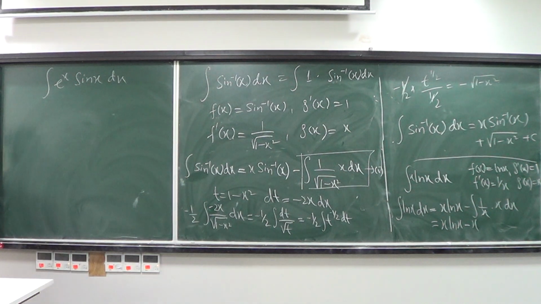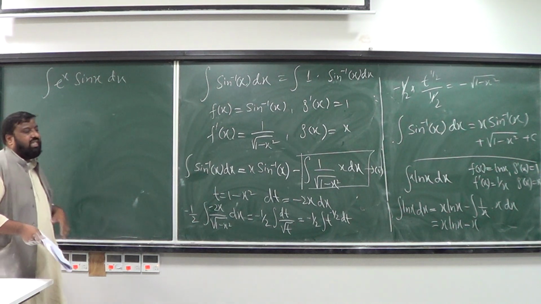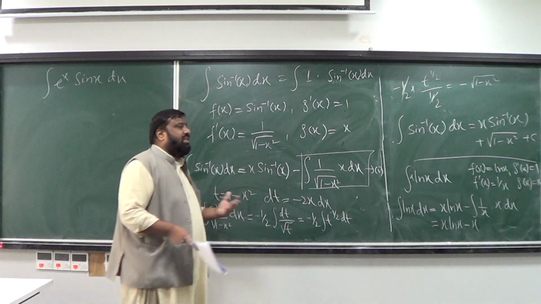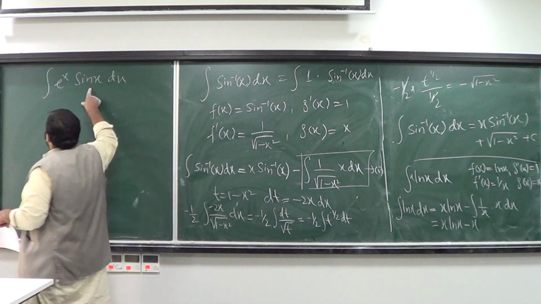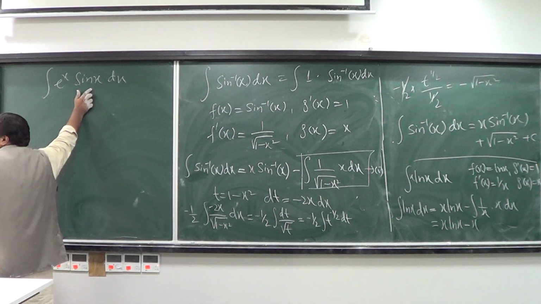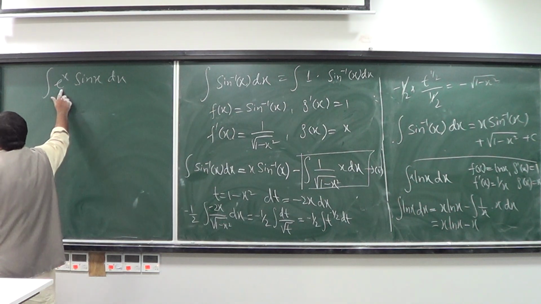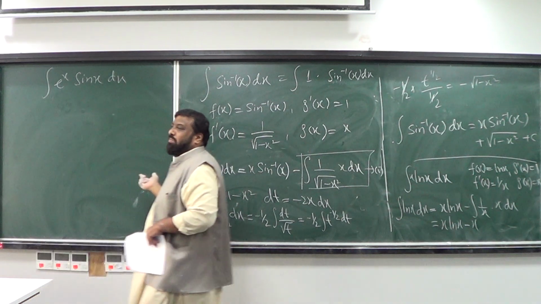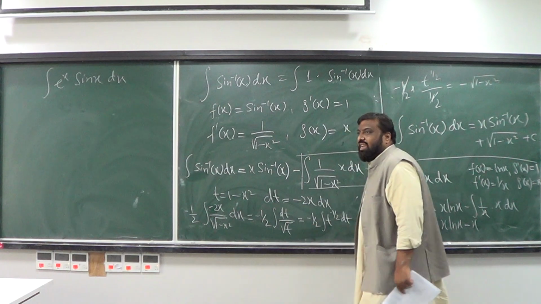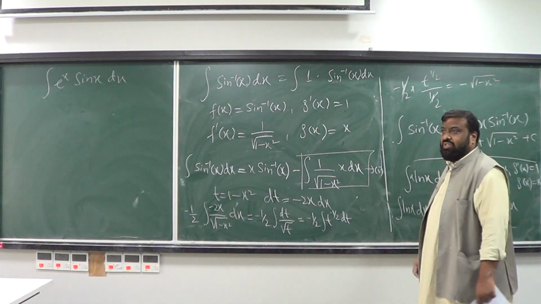So in that case, what you can do, I would say that you should always keep yourself open for any choice. Take this to be, for example, f of x, and this to be g prime of x, and see what happens. Take this to be f of x, and take this to be g prime of x, and see what happens. Are you able to simplify the integral? Are you able to solve the problem actually?